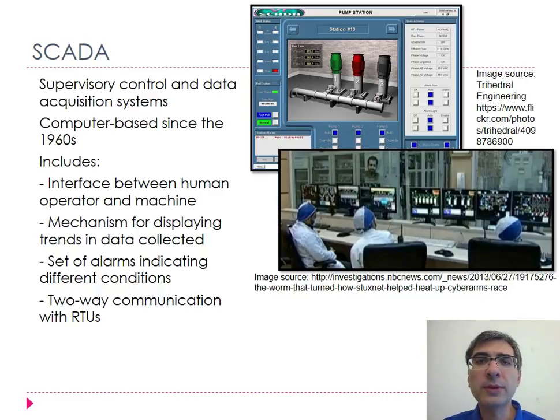The image here shows a SCADA system for a pump station, and the other one is an actual image from the HMI of the SCADA used in Natanz in Iran when it was attacked by Stuxnet.